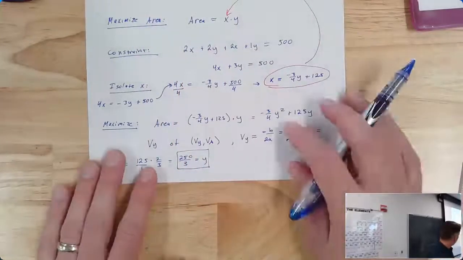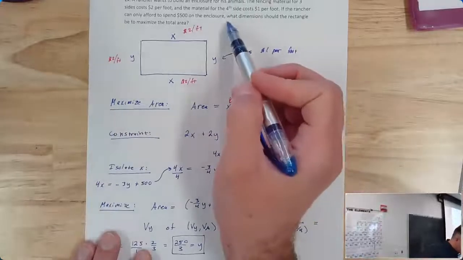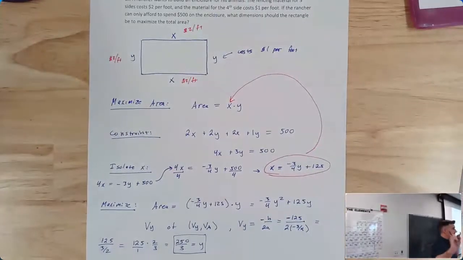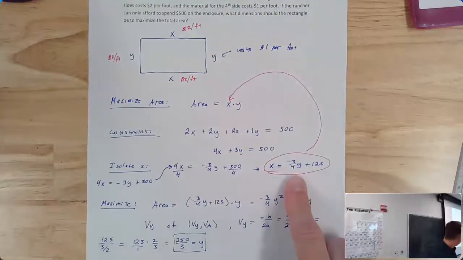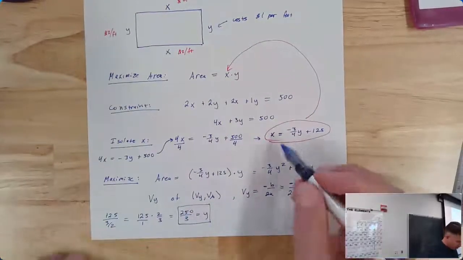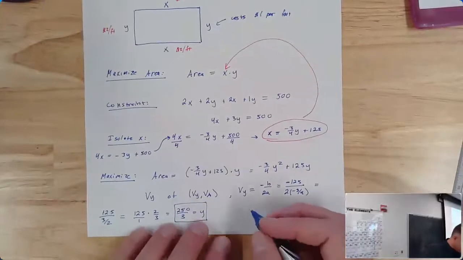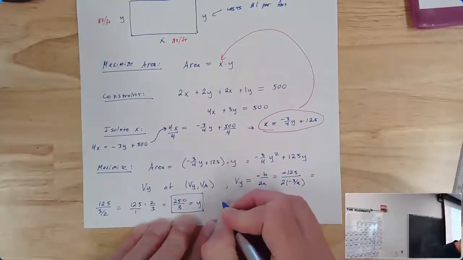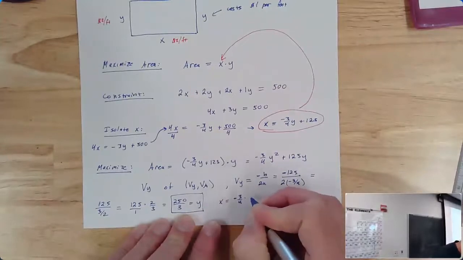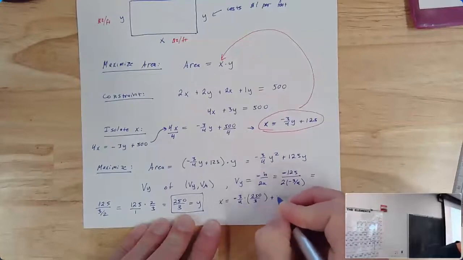What dimensions should the rectangle be to maximize the total area? So they're asking us for X and Y. They're not asking us for the area. So I'm going to go back and say, well, look, there's X right there. X equals -3/4 Y plus 125. So if I plug in this value for Y, X is going to equal -3/4 times 250 thirds plus 125.